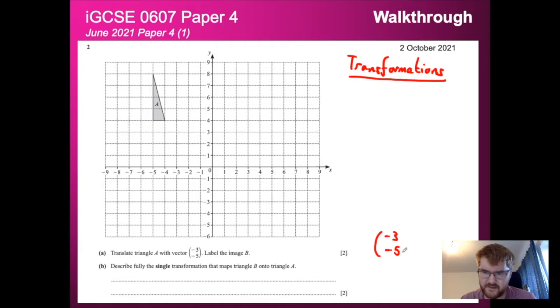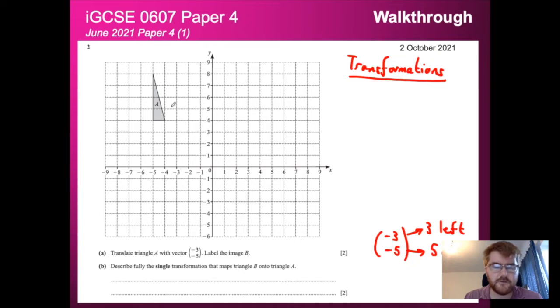So reminder what this means. So our top number tells us whether we go left or right. Because it's a negative number, we're going to go 3 left. And our bottom number tells us whether we go up or down. And because it's negative, we're going to go 5 down.